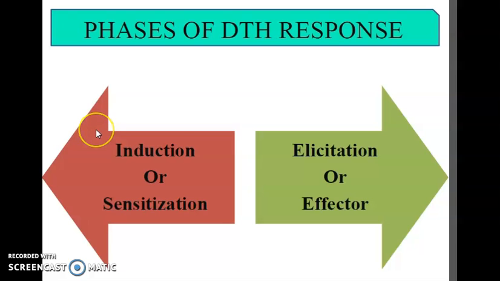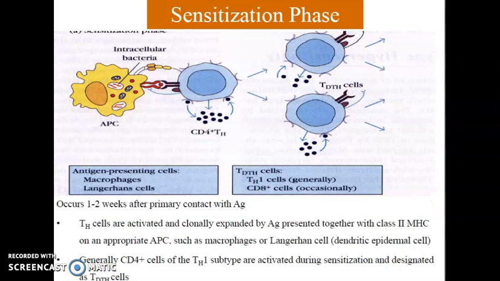Phases of the DTH response consist of induction or sensitization, and elicitation or effector. The sensitization phase occurs within 1 to 2 weeks after primary contact with antigen. The Th cells are activated and clonally expanded by antigen presented together with class II MHC on an appropriate antigen presenting cell, such as macrophages or Langerhans cells.